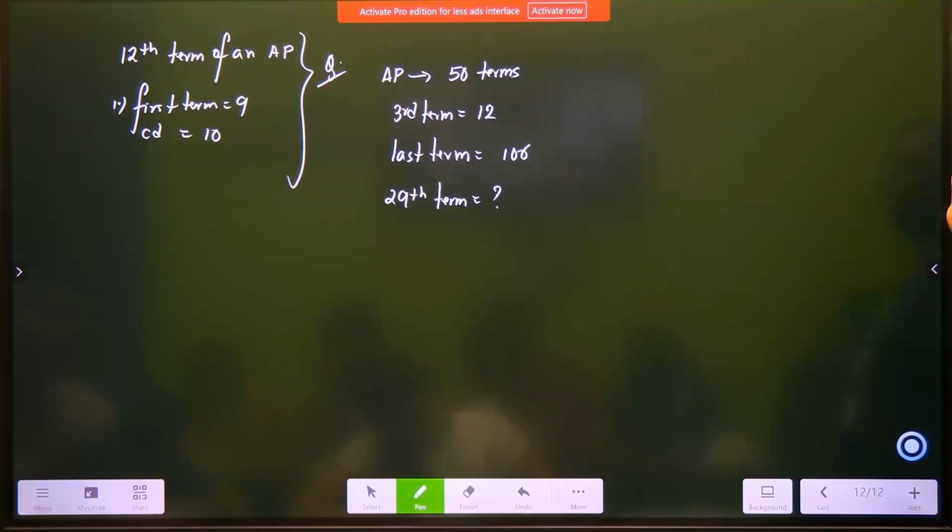AP has got 50 terms. माने क्या वैल्यू दिया बेटा? n का वैल्यू दे दिया है. लास्ट टर्म is given to you, L दे दिया. और क्या दिया बेटा? थर्ड टर्म दे दिया है. 29th टर्म निकालने बोला है.